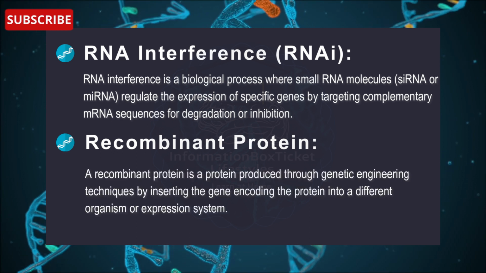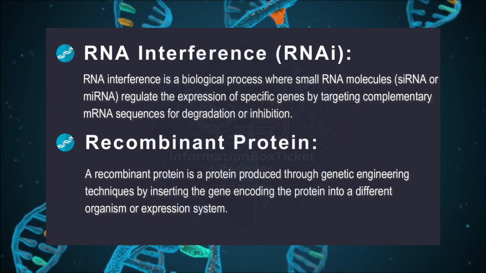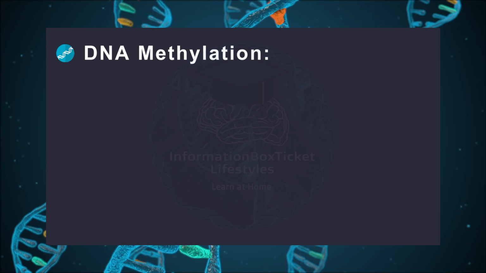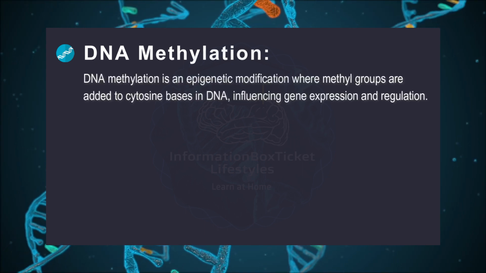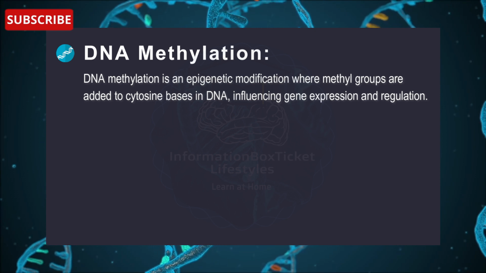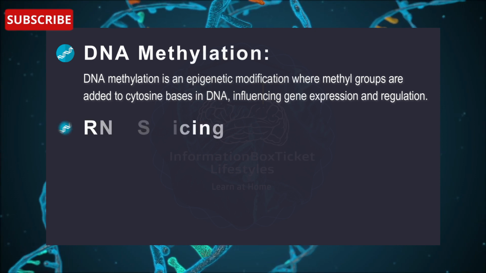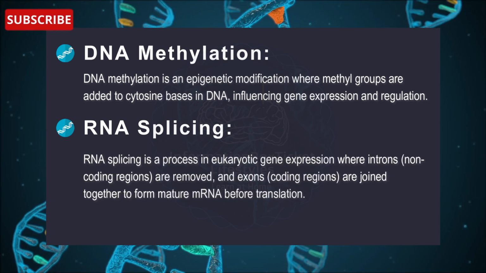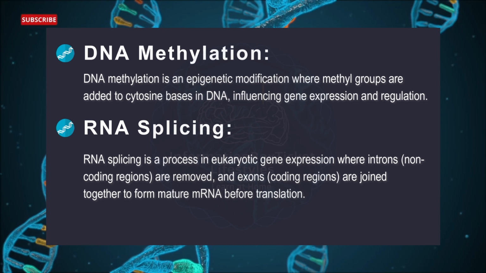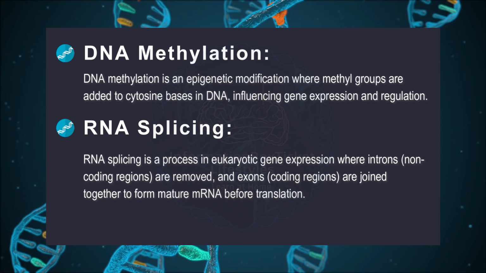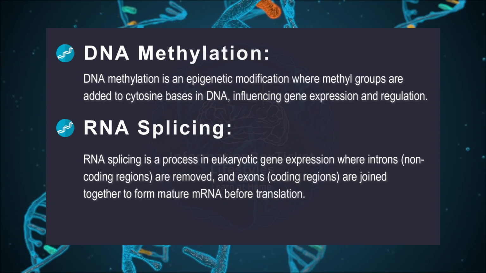It is a protein produced through genetic engineering techniques by inserting the gene encoding the protein into a different organism or expression system. DNA methylation. It is an epigenetic modification where methyl groups are added to cytosine bases in DNA, influencing gene expression and regulation. RNA splicing. RNA splicing is a process in eukaryotic gene expression where introns, non-coding regions, are removed and exons, coding regions, are joined together to form mature messenger RNA before translation.